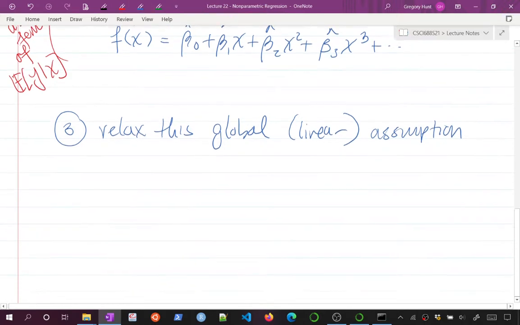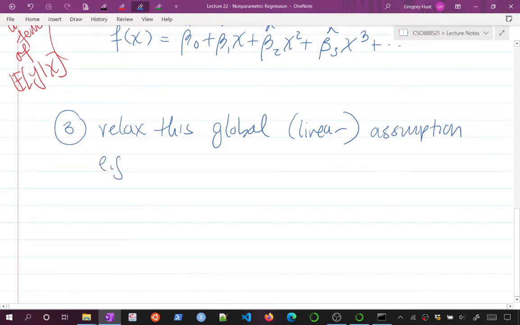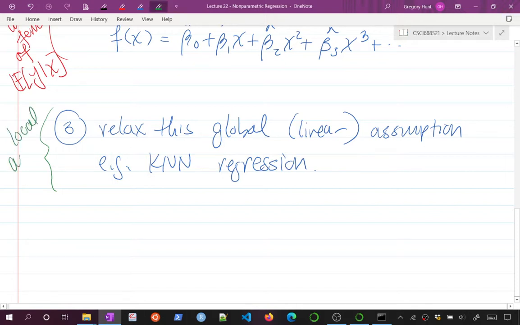And an example of this would be k nearest neighbors regression. But broadly, this class here, which makes some more local assumptions about the relationship between y and x, right? So KNN regression only kind of works in neighborhoods. This is sometimes called, although I'm not really a fan of the word, non-parametric regression.